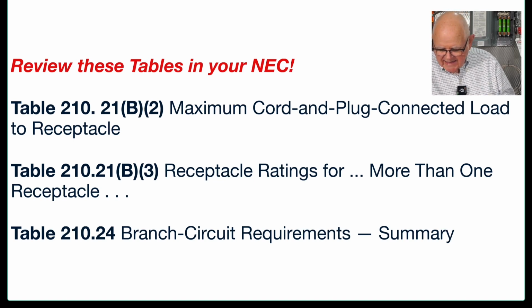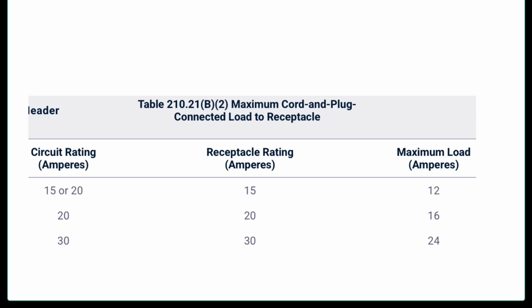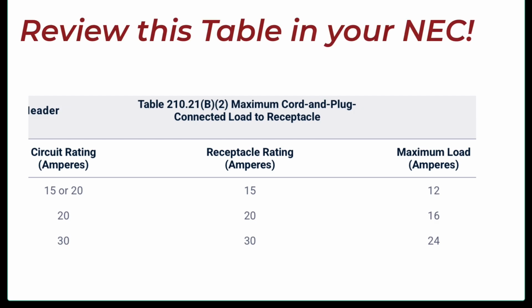And the first table I want to mention is 210.21b2. Maximum cord and plug connected load to receptacles. Pretty simple and short little table. On the left-hand side, it gives me my circuit rating in amperes, 15 or 20 amp circuit, for example. The receptacle rating I can use on a 15 or 20 amp circuit then would be 15 amps, and the maximum load in amperes is 12.